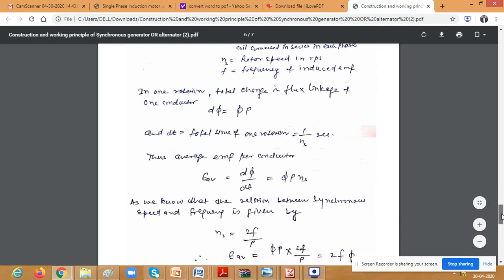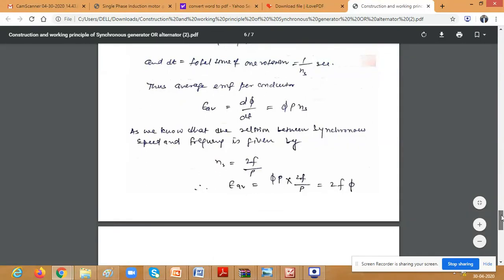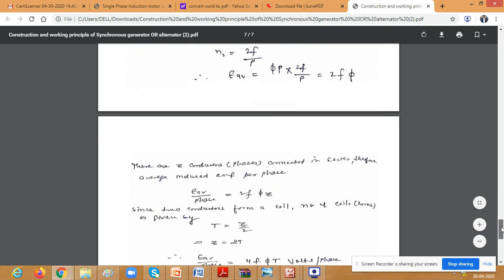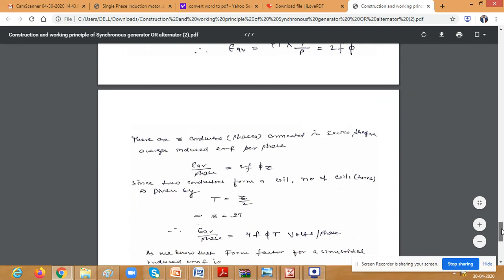So the total becomes equal to this, and the total time of one rotation is 1 upon Ns. The average EMF per conductor is equal to d phi by dt, so I put the value here: P phi, and dt is given by 1 upon Ns. We know the relation between synchronous speed and frequency is Ns equal to 2f by P. Putting the value of Ns here, the average EMF per conductor is given by 2f phi, where f is the frequency of supply and phi is the flux.